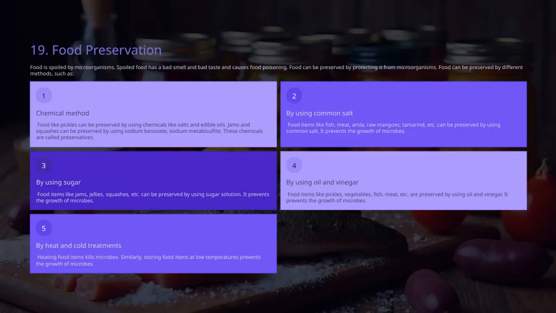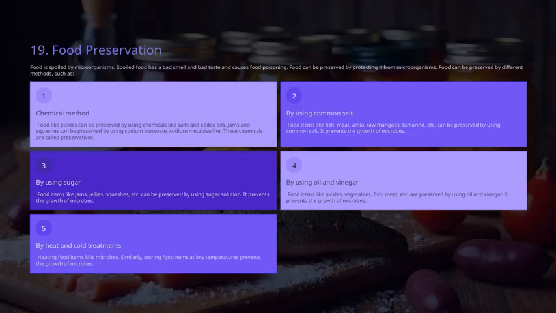One common way is the chemical method, where we use chemicals like salts and edible oils, especially for foods like pickles. For jams and squashes, preservatives such as sodium benzoate and sodium metabisulfite are used. These are called preservatives because they help keep the food safe for longer. Another simple method is using sugar. For products like jams, jellies, and squashes, a sugar solution can prevent microbes from growing, acting as a natural preservative.